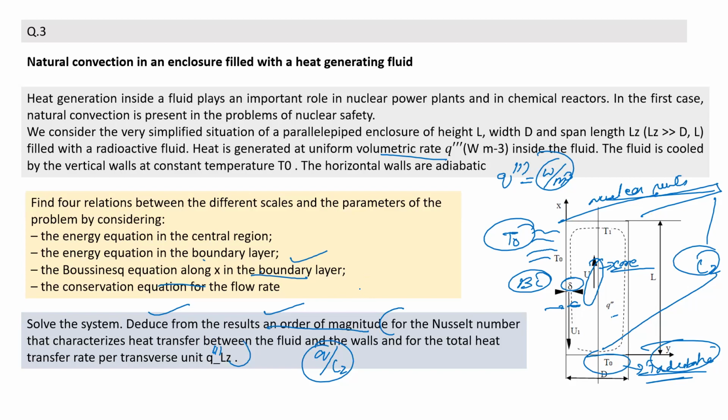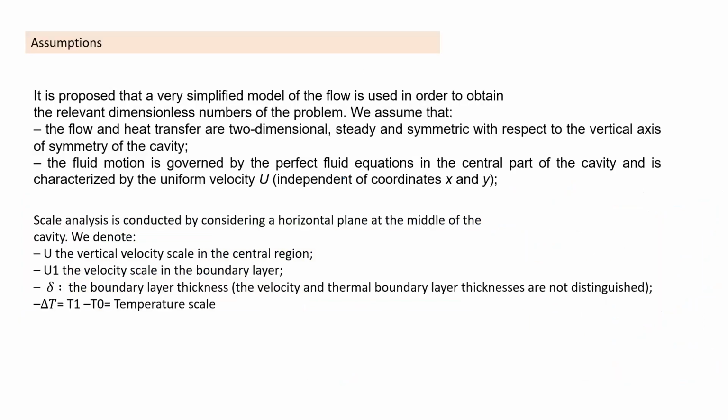So there is a core region, which is a central region, and further after that, there is a boundary layer, which is towards the walls. And we'll be solving this just from the basics. So we assume there is a simplified flow in this problem. And the flow and heat transfer are 2D, steady, symmetric with respect to the vertical axis of the cavity.